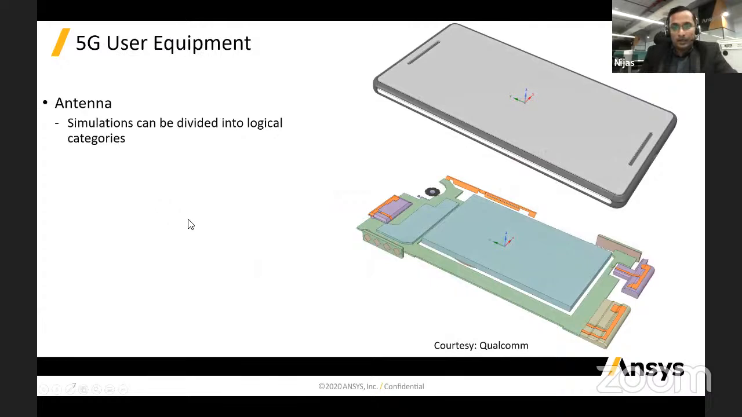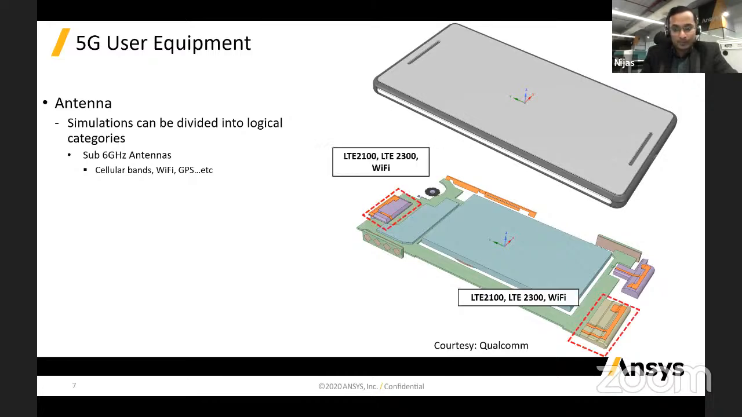Coming to the antenna, if you take a mobile, you can see this mobile will have multiple antennas around it. Among these multiple antennas, most of them are sub 6 gigahertz cellular band antennas, Wi-Fi, GPS, etc.